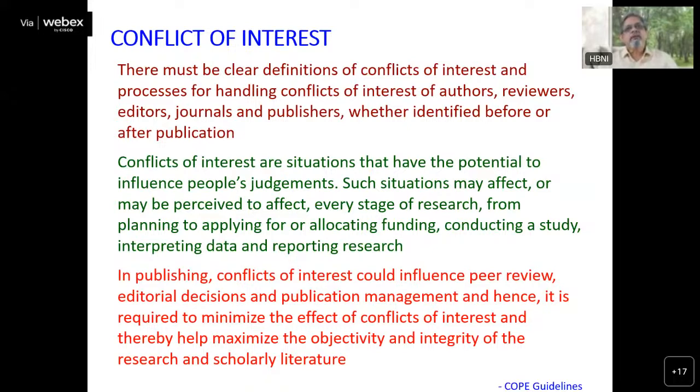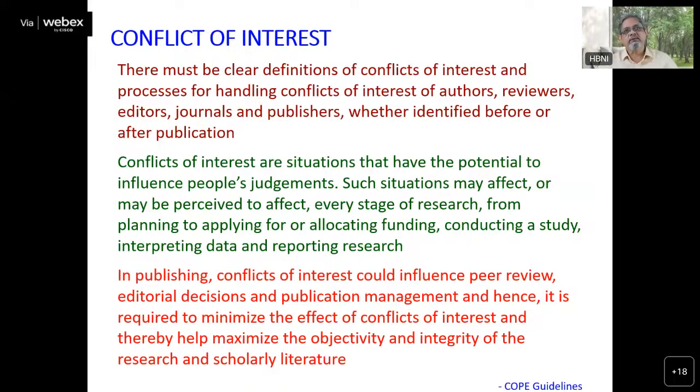Okay. But then it is not so simple all the time. So you need certain clear definitions of what these conflicts of interest are. And then what are the processes by which you can actually handle these conflicts of interest for authors, reviewers, editors, journals, and publishers. And this conflict of interest could be identified before publication of an article, or it could be identified after the publication of an article.